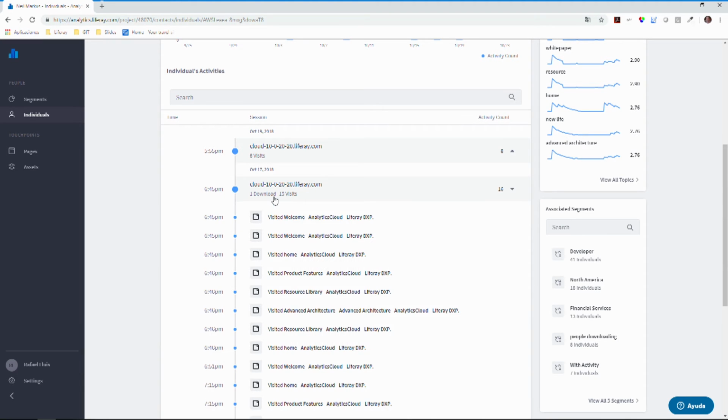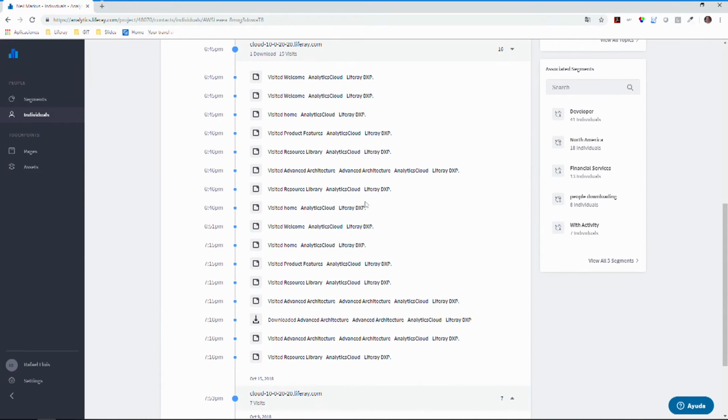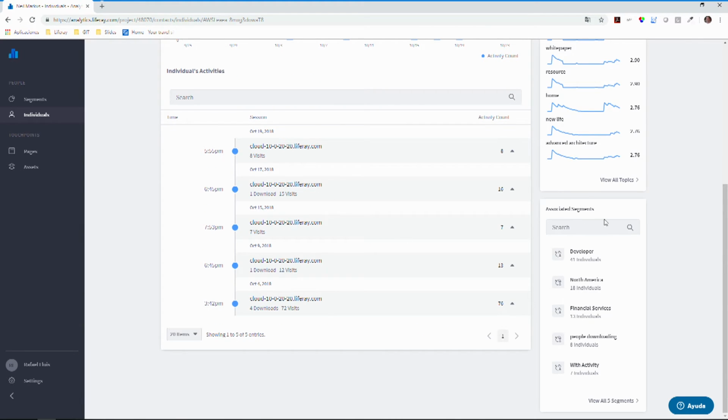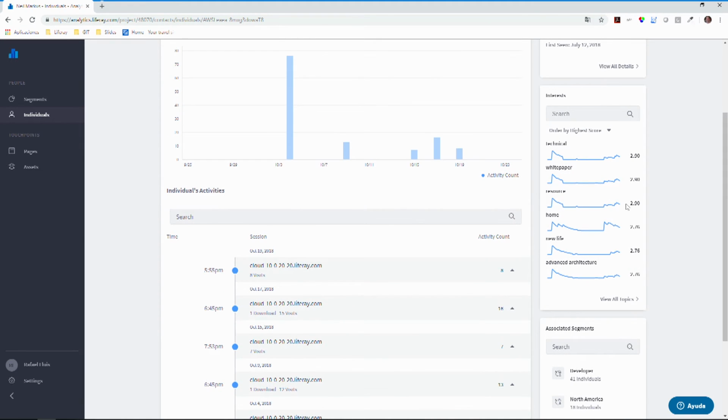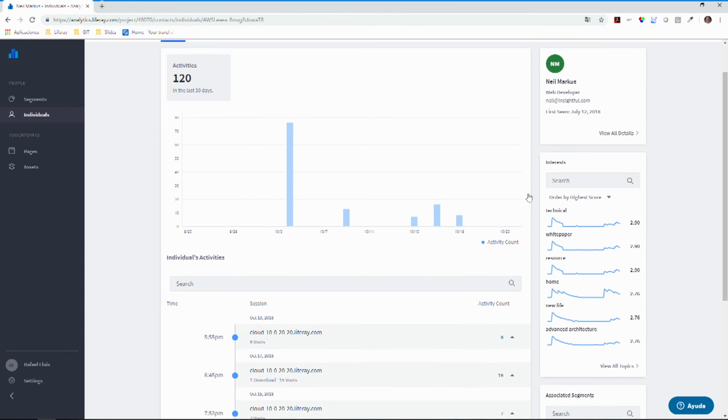For instance, if I click here, you see that we know everything about this user. We know that he arrived at our site through our homepage. Then he visited product features, resource library, advanced architecture, etc. Finally, we don't know why, but he decided to download a PDF on the advanced architecture that we have. So we get to know everything about that user and what he is doing. If we have, I don't know, a meeting with this user, this is very good information that we can use. And of course, again, the level of interest and in which segments the user is. So we see different information here.